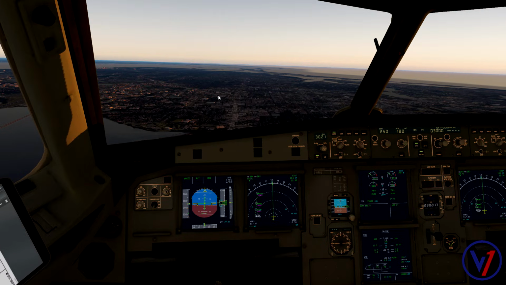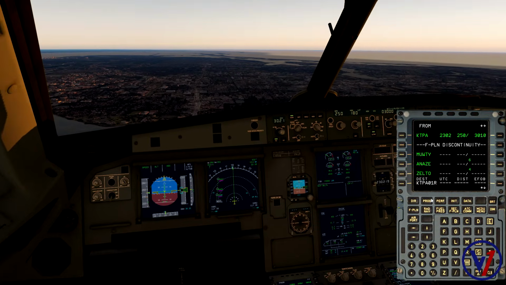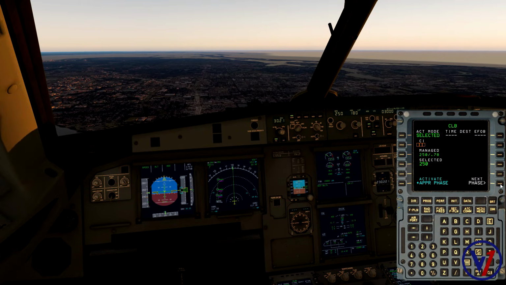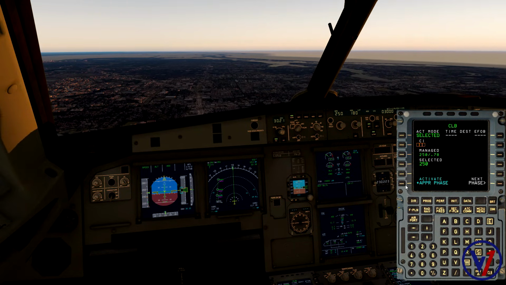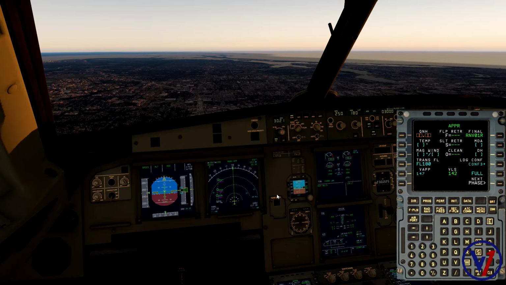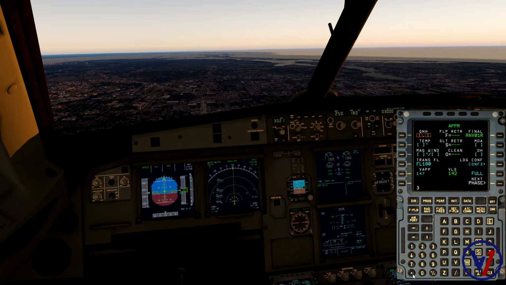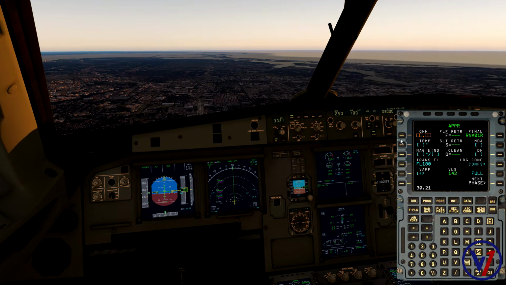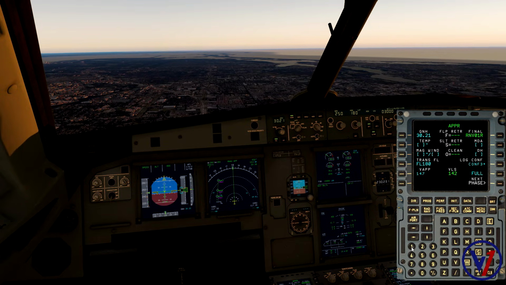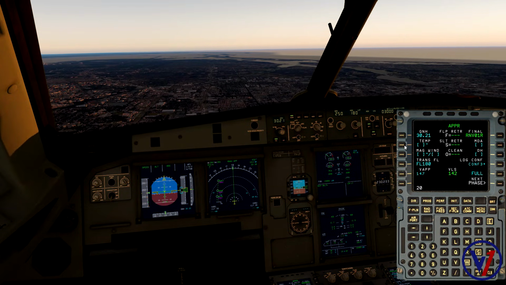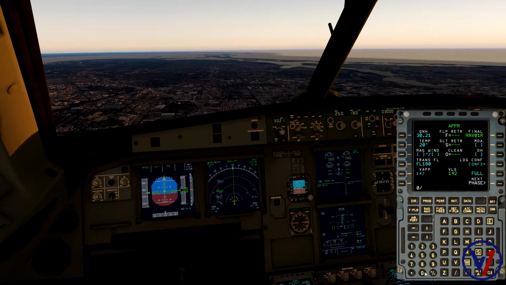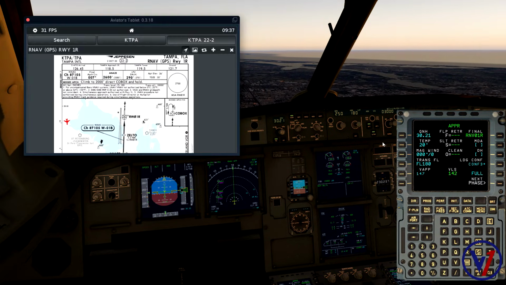All right, I'm going to go ahead and unpause the sim, and we're going to continue to set up for the approach. So we'll come to our perf data phase here, and we'll go ahead and activate the approach phase. Our QNH down there is 30.21. Temperature was 20, and the winds were light and variable, so we're just going to put 0 for 0.